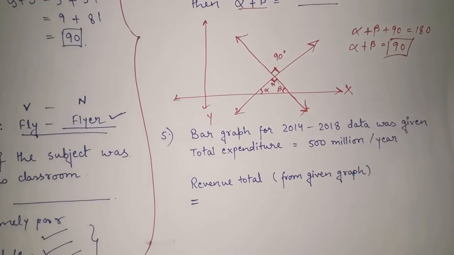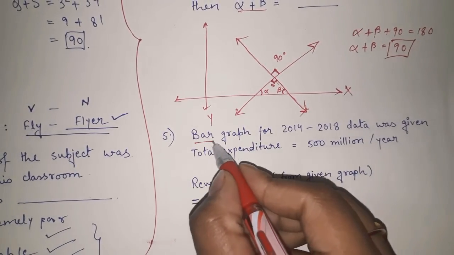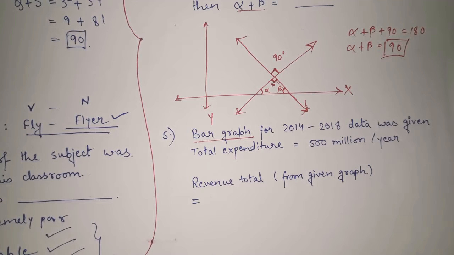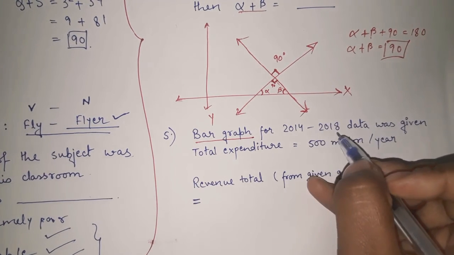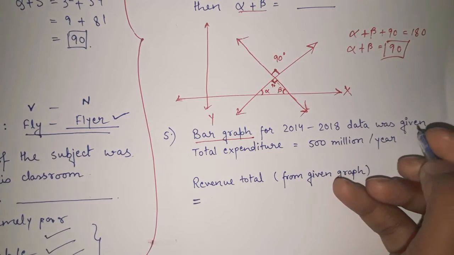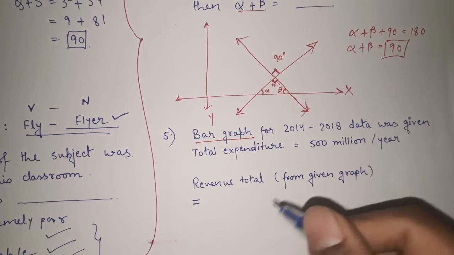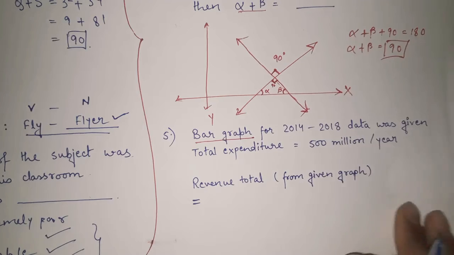Now the next question was, one bar graph was given to us. Bar graph for 2014 to 2018 data was given to us. Now in the question, let me tell you what was given. Actually a graph was given.